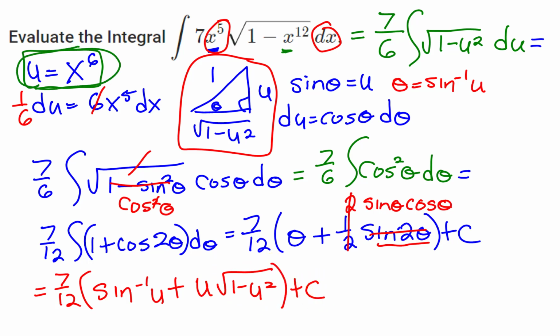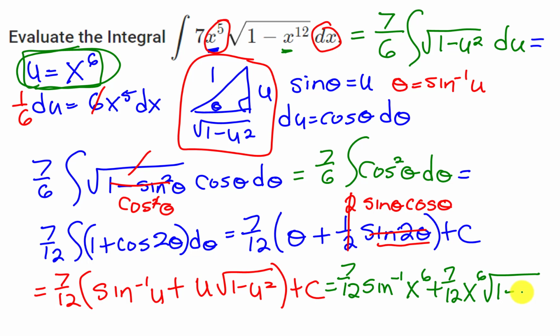Okay, we're ready now to get it back in terms of x. So we've got 7/12 sine inverse of u, which is x to the 6th, and then we have plus u, which was x to the 6th. Whoops, we need that 7/12, either parentheses or distribute it through. I'm going to distribute it through, so x to the 6th square root of 1 minus u squared. U is x to the 6th, x to the 6th squared is x to the 12th, plus a constant.